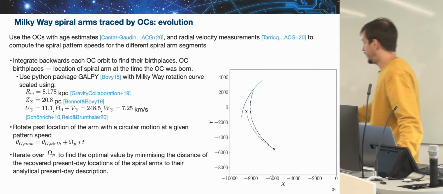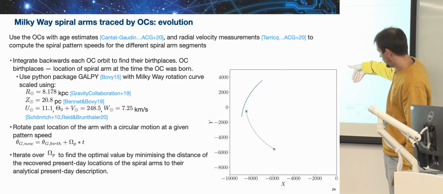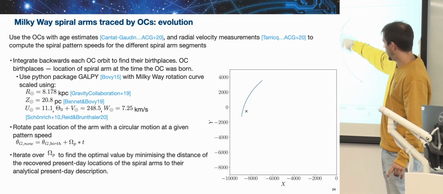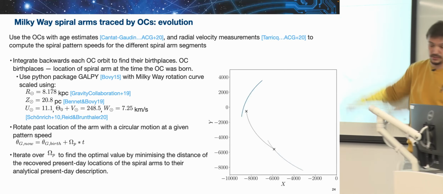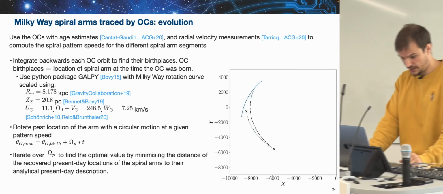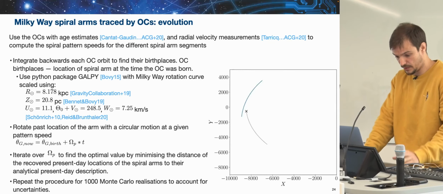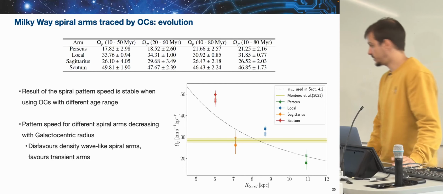Then we iterate over if the pattern speed is correct, like in this case, so the projected arm will overlap with the present day arm, otherwise it will be short here or will be further away. So we iterate over different realizations of pattern speed to guess the optimal one, and we repeat this procedure to account for errors, and this is what we get.